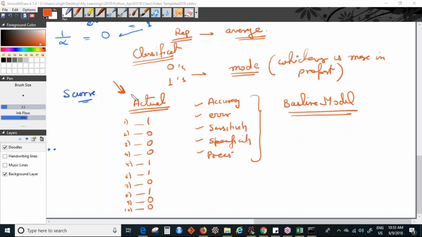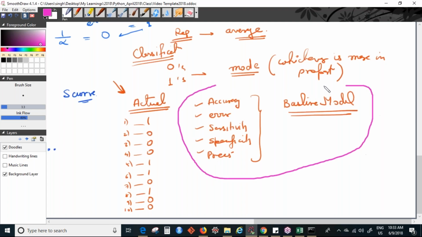And now the task for you is that this is the actual data given to you. These are the 10 rows. These are the actual values. You have to find me these parameters for a baseline model. So do this and tell me the answer.